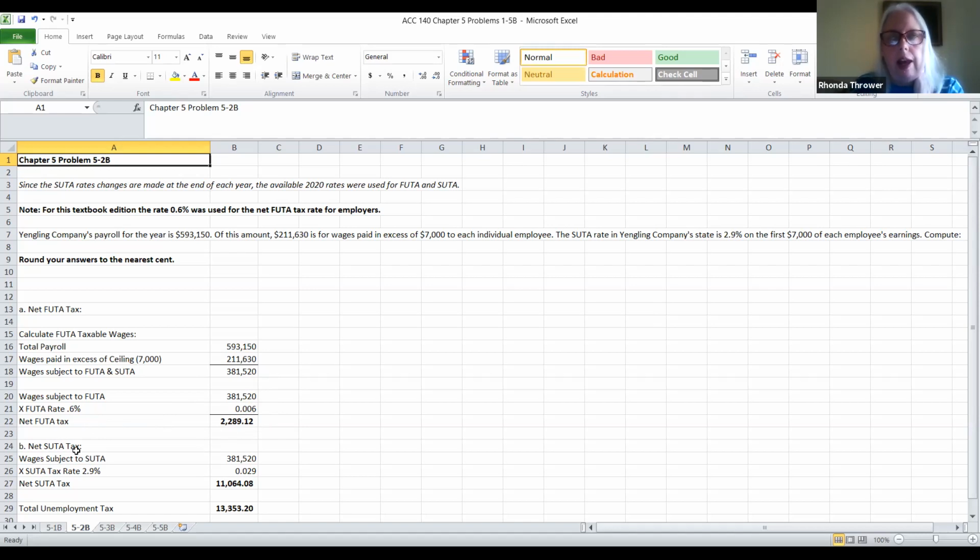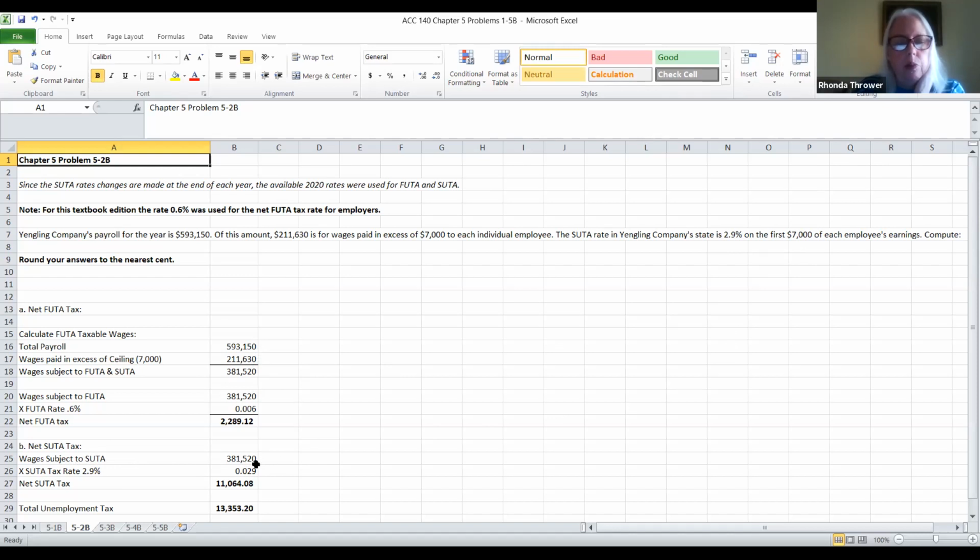The net SUTA tax, the amount of unemployment we have to pay to our state government, is subject to the wages that were taxable. And again, we're taxing the wages on the first $7,000 of each employee's earnings that we pay to them. Anything above that, we don't tax on. So that's why we subtracted to find the wages that were subject to SUTA.